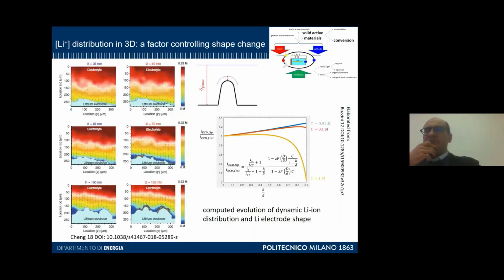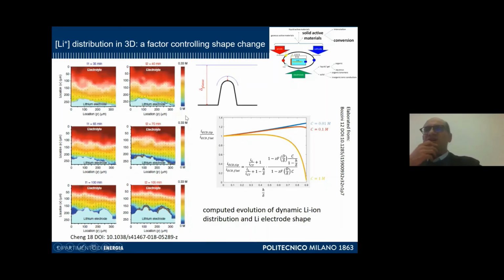Now, coming closer to what Akshay was saying in the previous talk, the dynamic lithium-ion concentration distribution is known to affect unstable growth of metallic lithium. And on this slide, I'm showing some examples of computational estimates of this effect.